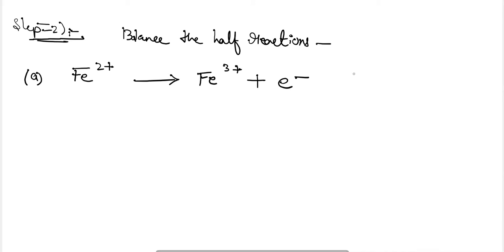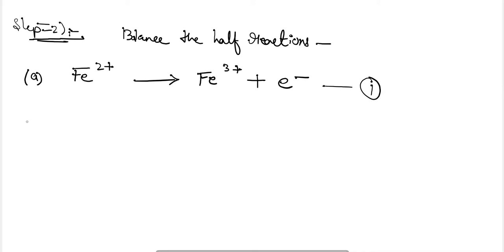The first way is balancing the charge. What we have to do? We have to balance the charge first. Then after that, no oxygen and hydrogen is present here, so there is no need for balancing the oxygen and hydrogen. So this will become our first balanced equation.